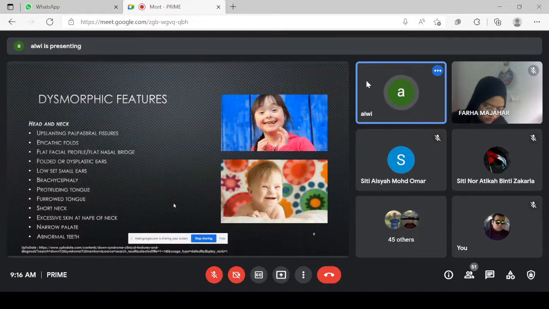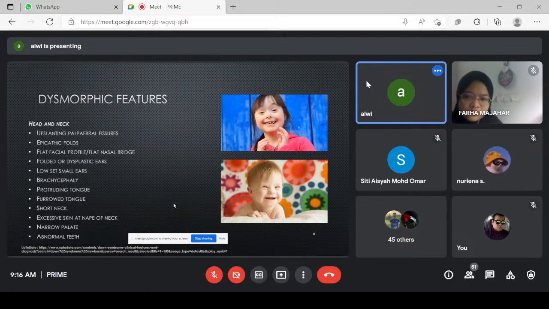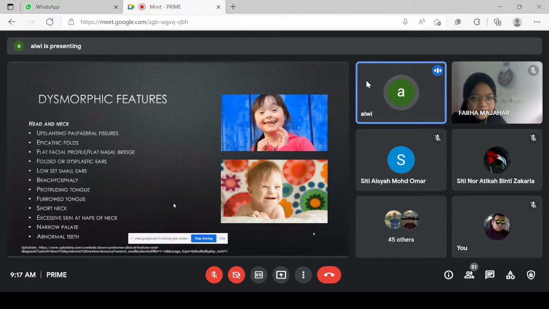So between the three, the most common is non-disjunction. Remember, non-disjunction is the most common cause of Down syndrome. That's number one. Number two, the second most common, is translocation. Third is mosaicism. So there are features, I mean, there are things in the history that can give you clues on what the causes are.